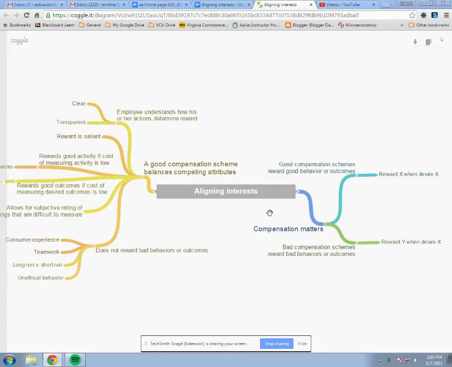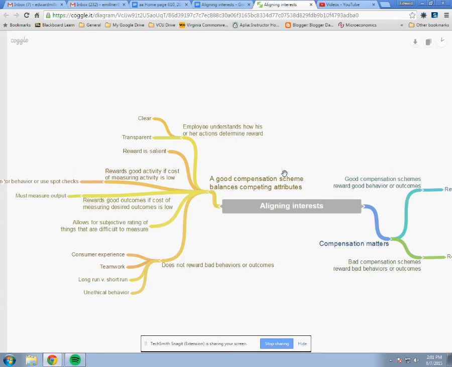The first point at the beginning of this lesson is to recognize that compensation matters. People respond to incentives. This means that a good compensation scheme rewards good behavior or outcomes. In particular, you should reward X when you desire X. A bad compensation scheme rewards bad behaviors or outcomes, which occur when you reward Y when you desire X. One of the readings I'll have you read is full of examples of where we reward Y when we really want X to occur.